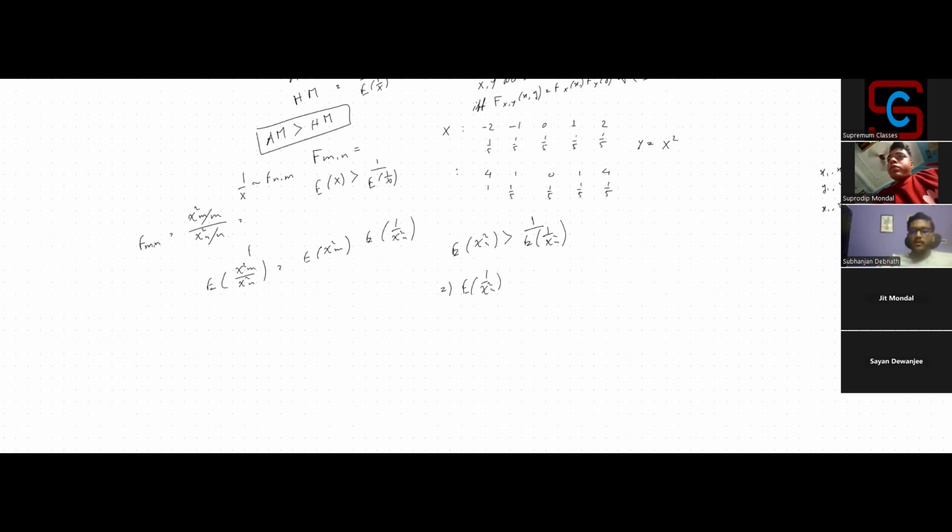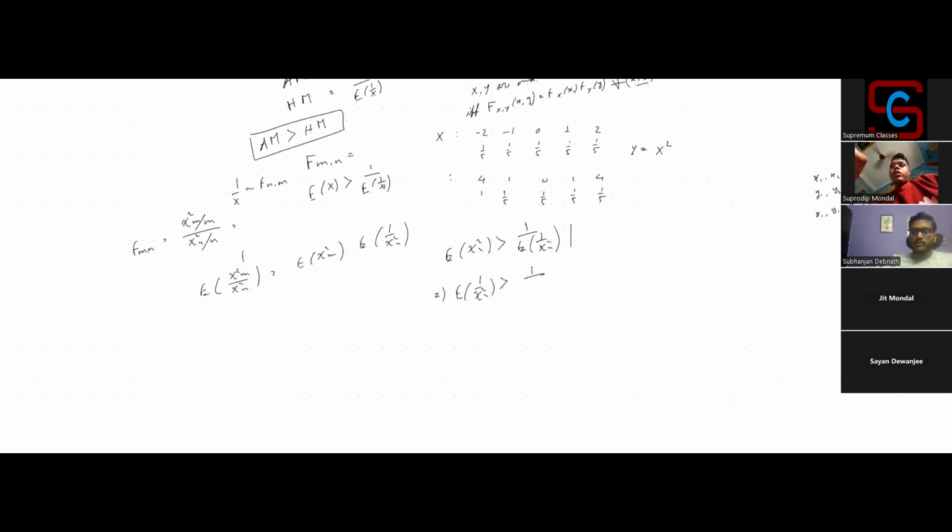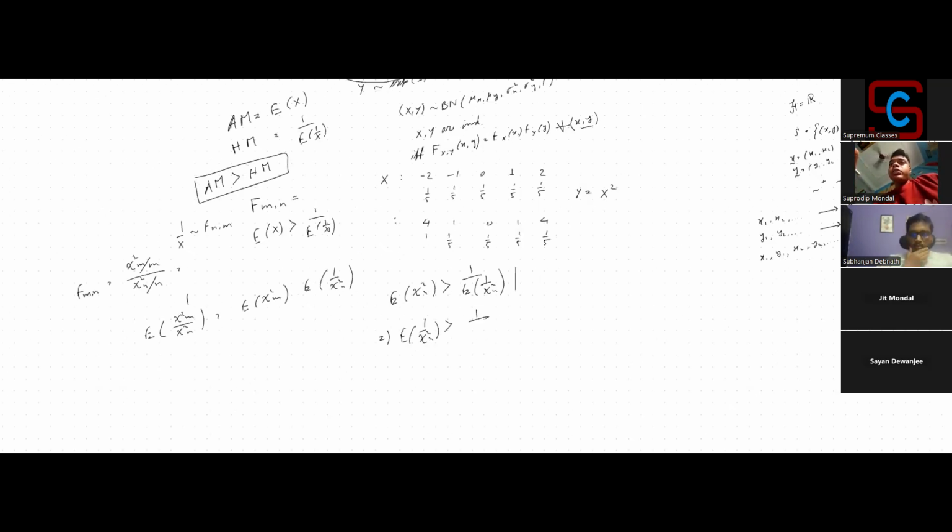No, what you have written in this step, the greater than or equal to, which inequality did I use? So expectation of chi-square n is greater than 1 by expectation of 1 by chi-square n. Okay, you are on the right track. Can I proceed? Yeah, sure.